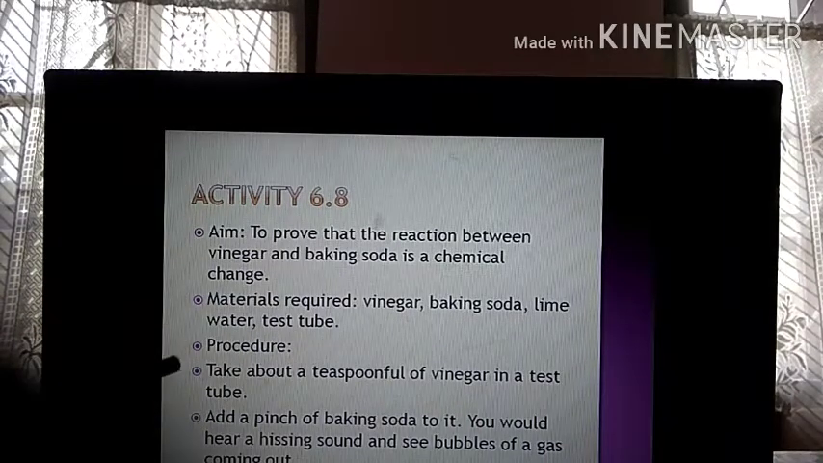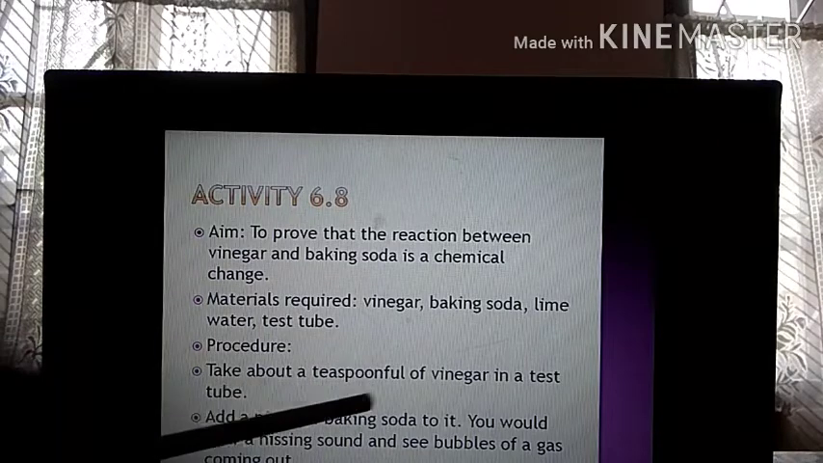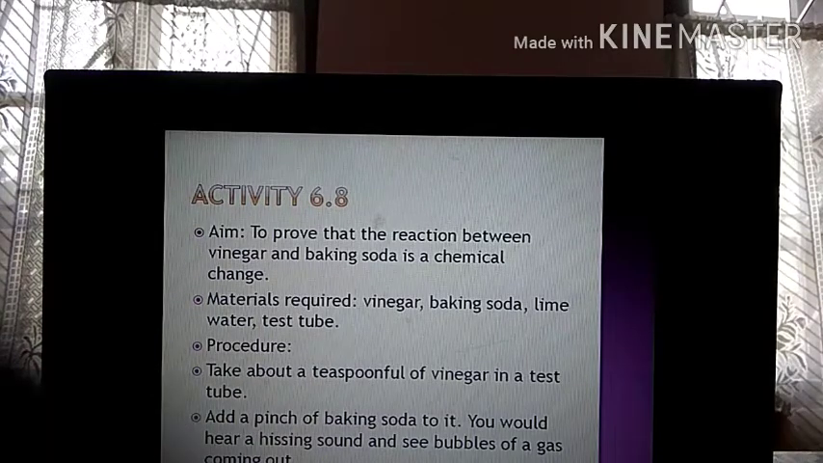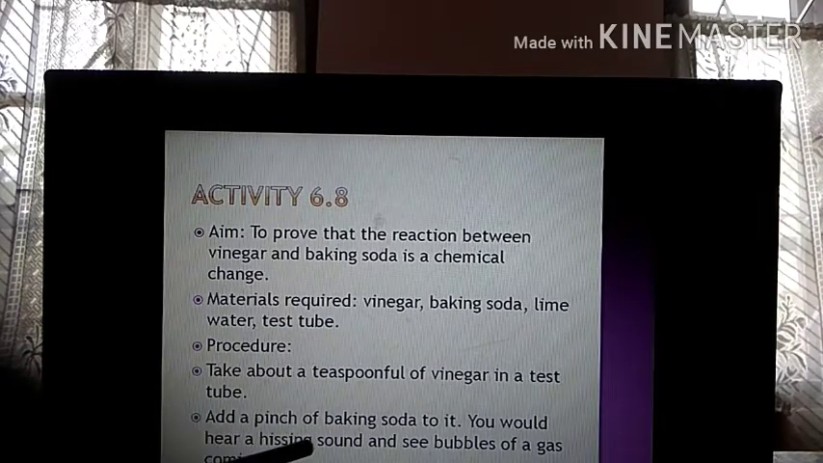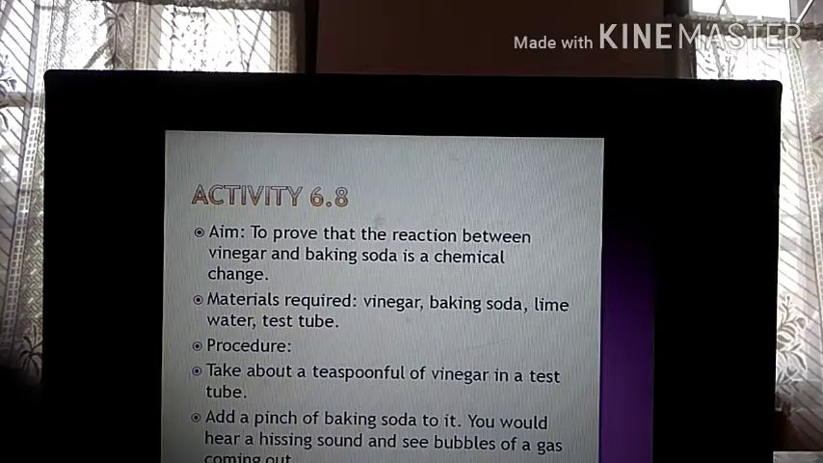So let's see the procedure: take about a teaspoonful of vinegar in a test tube. So you take a test tube, you take 1 spoon of vinegar in the test tube. Add a pinch of baking soda to it. So on that vinegar solution, what you should add now? You should add a pinch of baking soda. You would hear a hissing sound and see bubbles of a gas coming out.